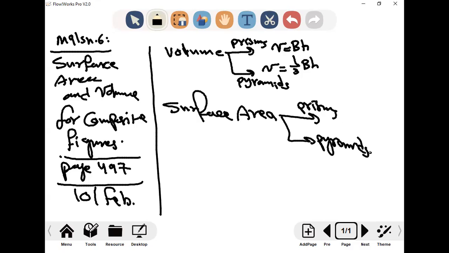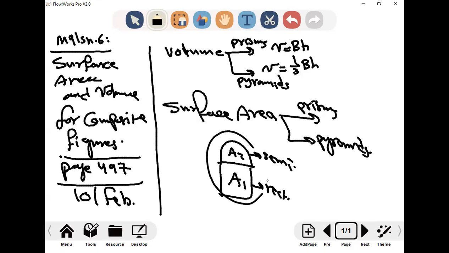For the composite area, if you remember, if we have something like this, we find the area for the rectangle, we call it A1, and this semicircle we call A2. So we call this composite area. To find the full area, we find A1, we find A2, then we add them. Same idea here. To find the composite volume, we find the volume for each figure, then we add them. Got it? Good. Now let's go to example 1.